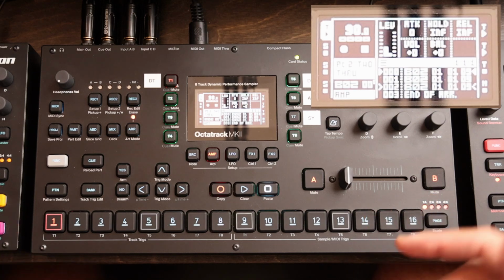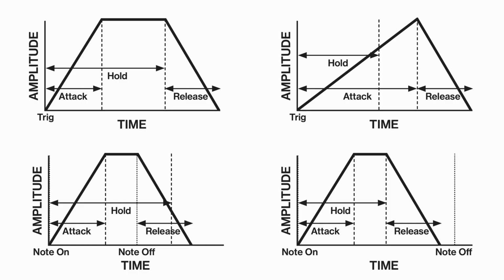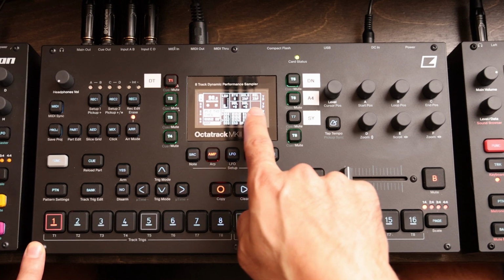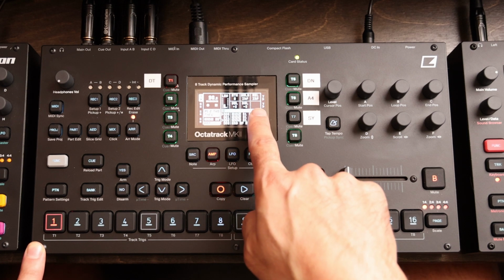So for anyone that doesn't know, I'll put a diagram on the screen, but the amplitude controls, when you trigger a step, how long it takes to go from 0 volume to max, and then how long it holds, and then when you're done with that step, which in this case is just one, how long it takes to release it and go back down to 0 volume. So in this case, it's holding it infinitely and it's never releasing it.